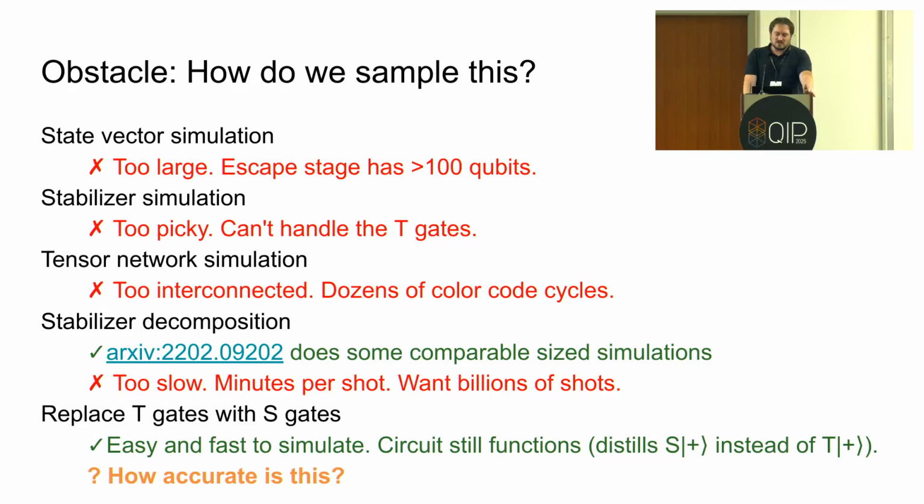Instead, what we did is we completely cheated and we replaced the T-gates with S-gates. The only change in the circuit is you literally search-replace T with S. So the structure of the circuit overall is very, very similar. And it makes it a complete stabilizer circuit, and you can simulate it very easily. And the main question is, how accurate is that?